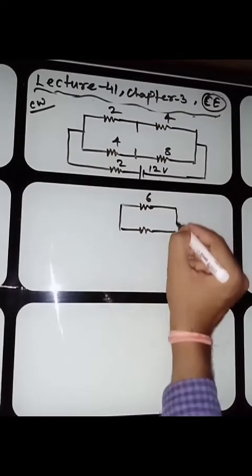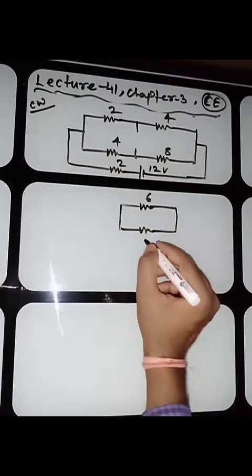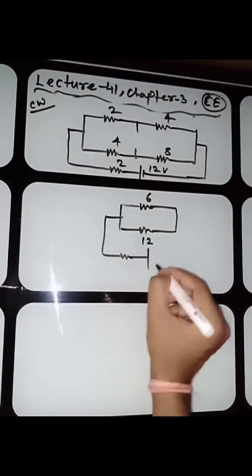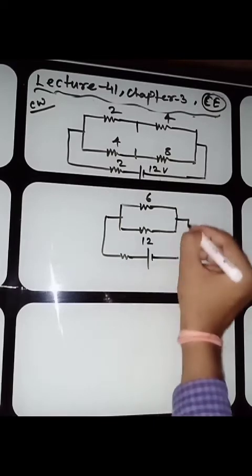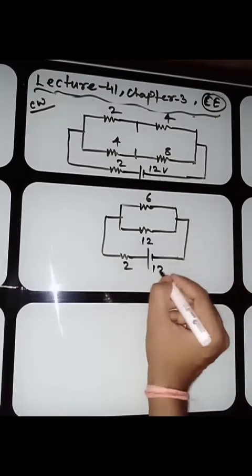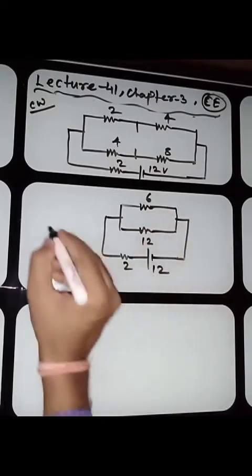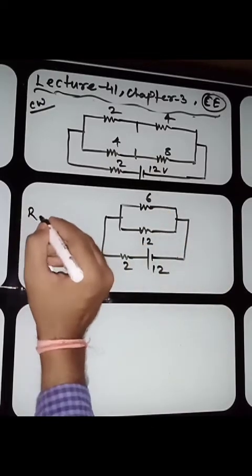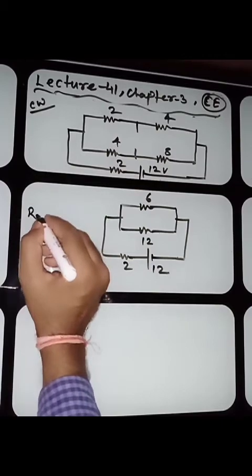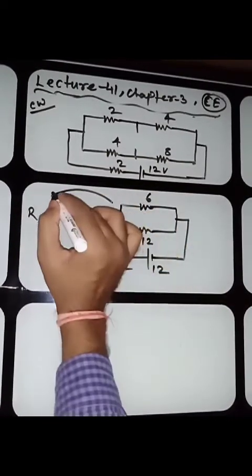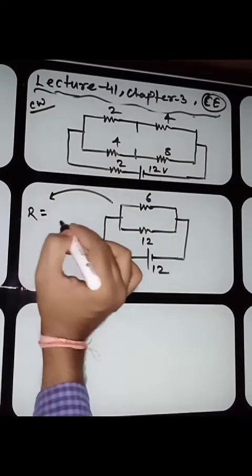Down this resistor, 4 and 8, 12. It is connected with another resistor and a battery of 12 volt. Alright, so 12 and 6. It is R equivalent, that is the total. Not the total, but this one, I'm solving this one as R.